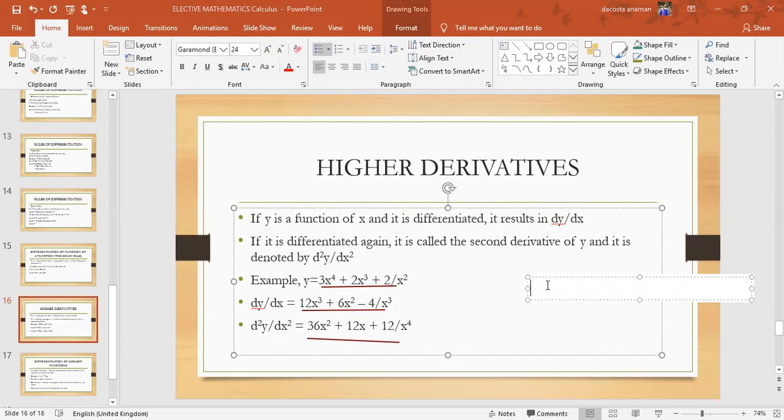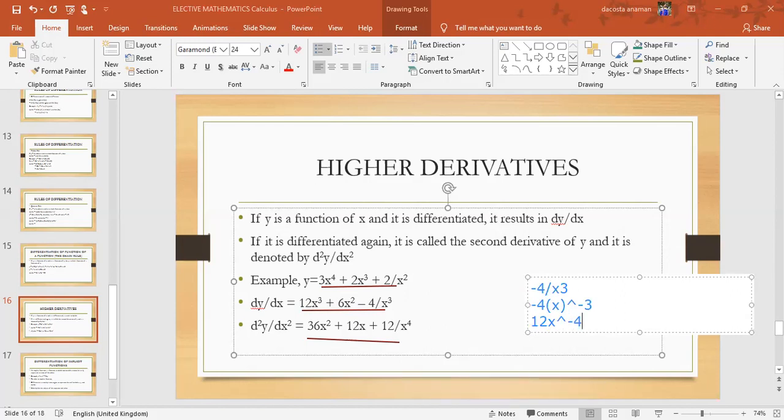So you have negative 4 over x raised to the power what? 3. Now you move it up, you'll be getting negative 4 into bracket x raised to the power negative 3. Now you multiply this negative 3 by the negative 4 there, and you'll be getting what? Positive 12. Then x raised to the power negative 3 minus 1 will give you what? Negative 4. So you'll be getting 12x raised to the power negative 4.